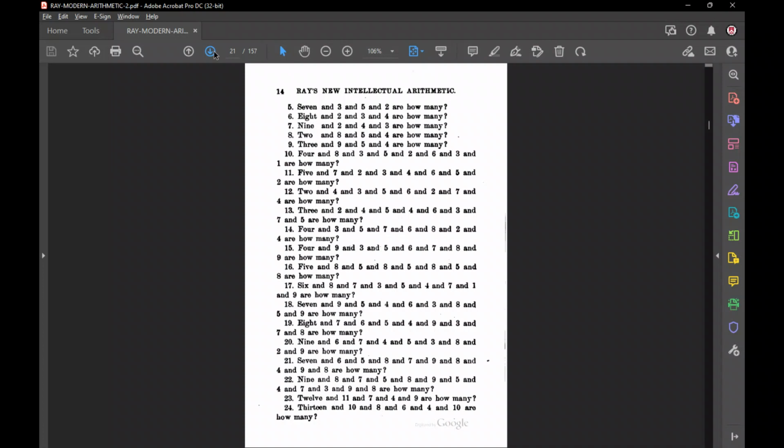Okay, so let's try another one. Number 8. 2 and 8 and 5 and 4 are how many? 9 and 2. No, we're on number 8. 2 and 8 and 5 and 4 are how many? 2 and 8 are 10, and 5 is 15, 15 and 4.